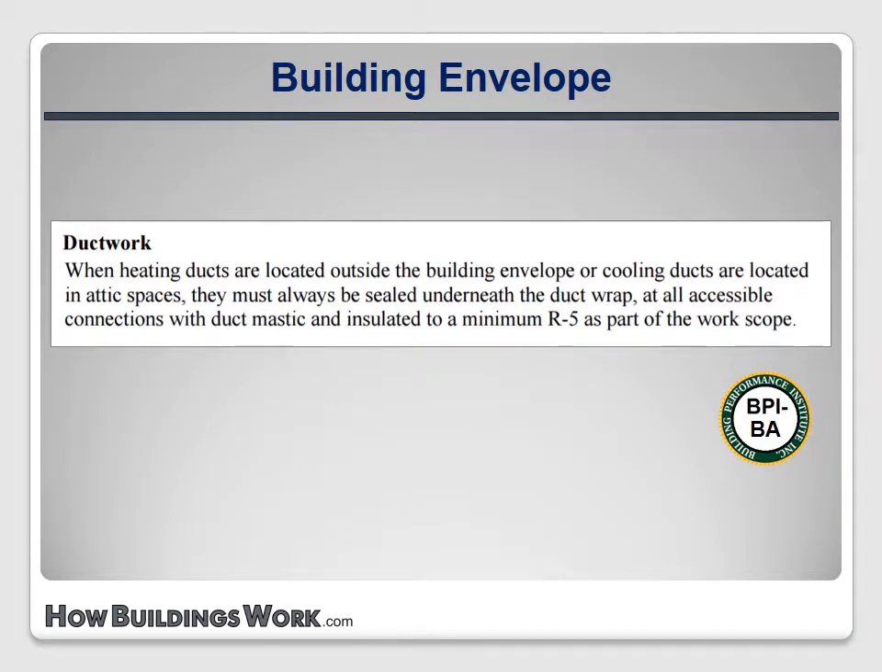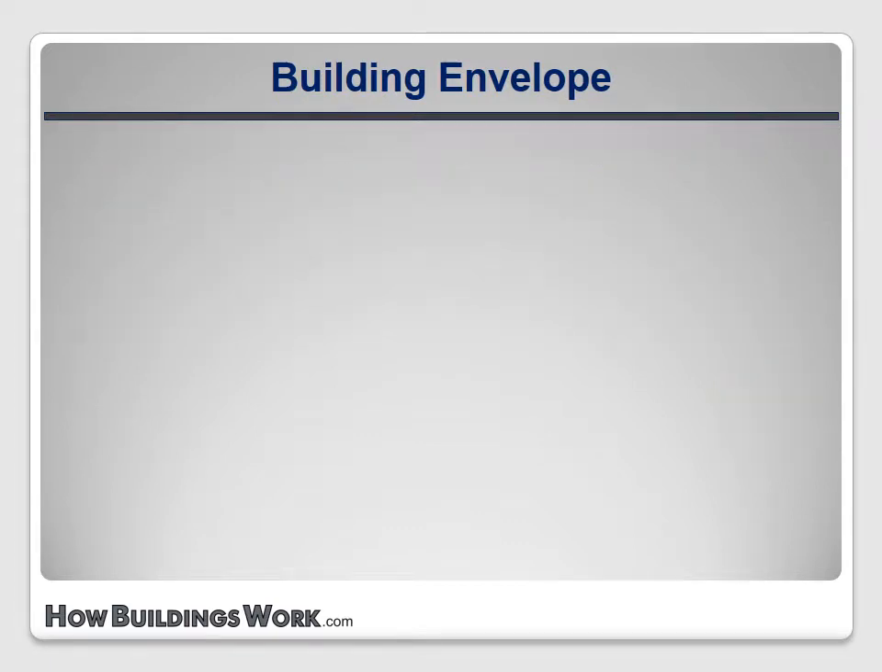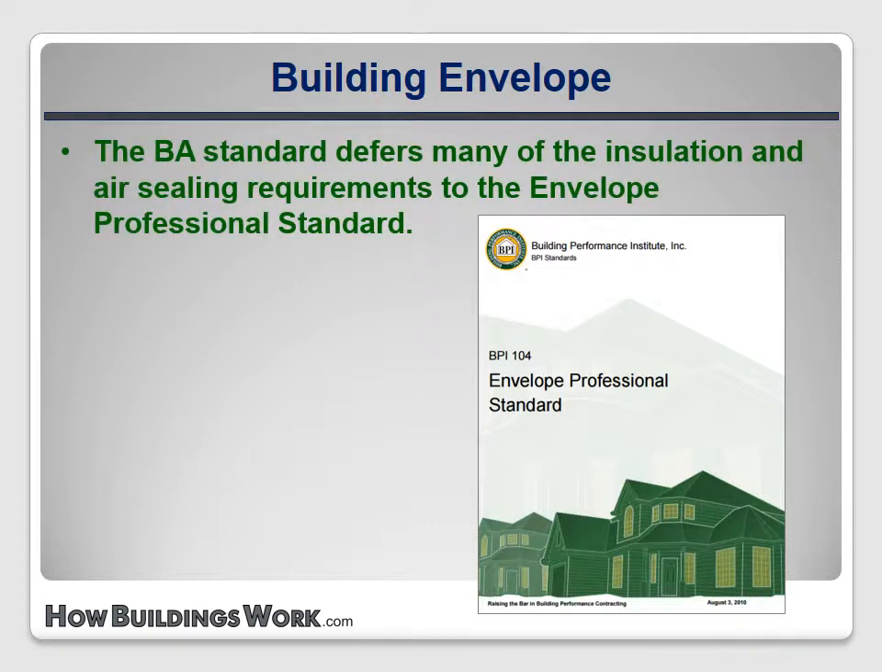The only other building envelope assessment required in the BA standard is an evaluation of ductwork to see if any of it's located outside of the thermal boundary. What's worth noting at this point is that when the BA standard was written, BPI was also creating several other complementary documents. One of those is the Envelope Professional Standard, which includes much more detailed requirements for insulation, air sealing, and duct sealing work.